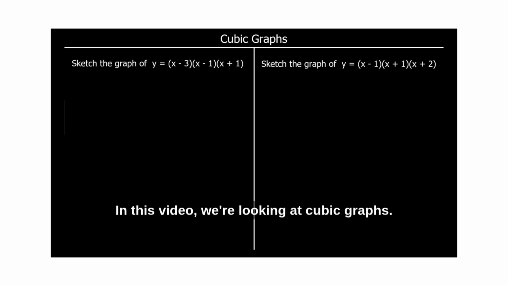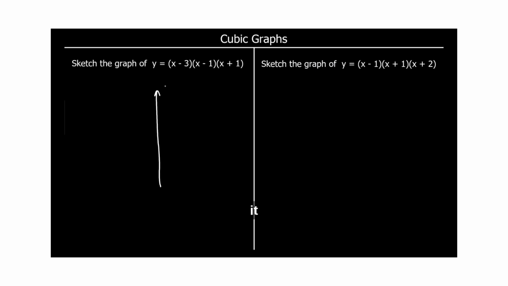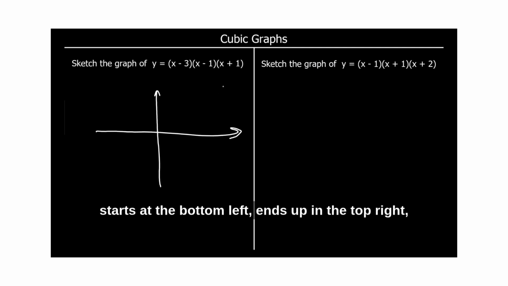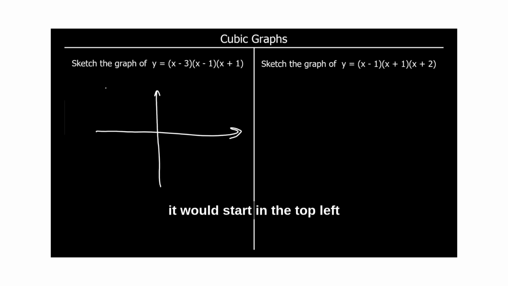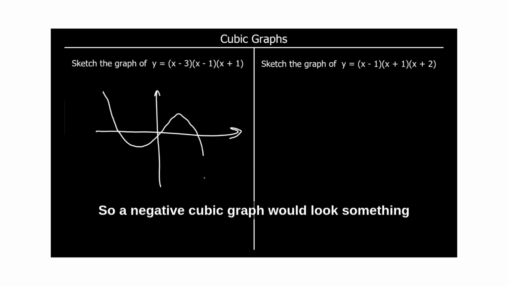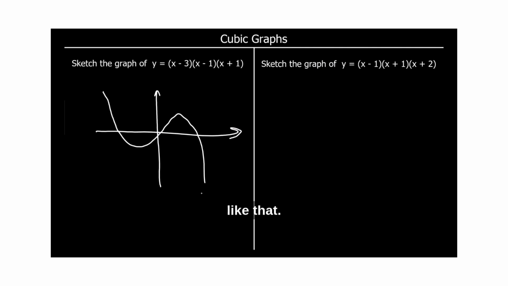In this video, we're looking at cubic graphs. Cubic graphs can intersect the x-axis up to 3 times. So when we have a positive cubic graph, it starts at the bottom left, ends up in the top right, and it can look something like that. If it was a negative graph, it will start in the top left and end in the bottom right. So a negative cubic graph will look something like that.